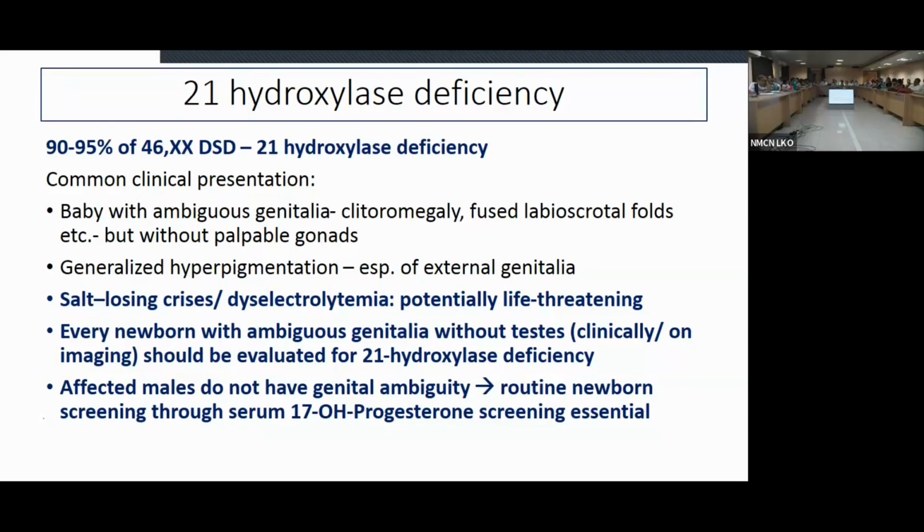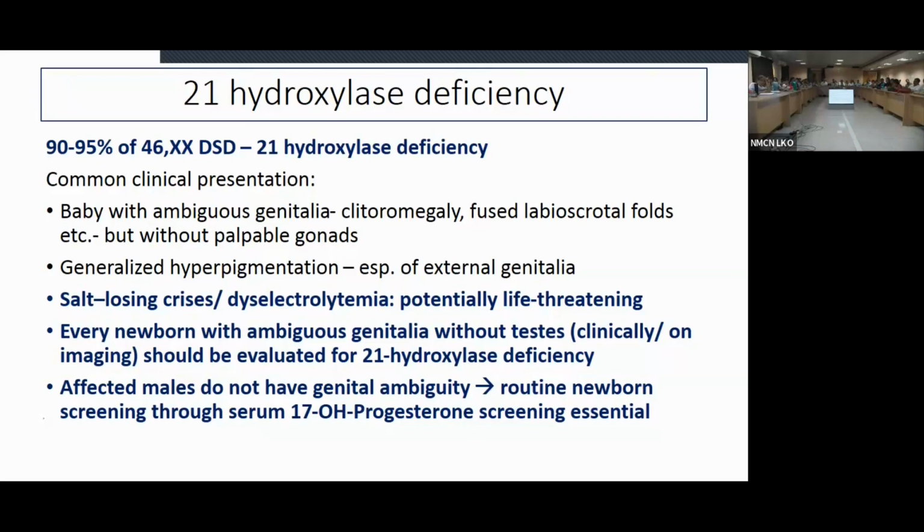But if you do not have palpable gonads, of course, there are other possibilities, but clinically always first think of 46XX DSD and evaluate for this first, and then other things you can evaluate simultaneously, because this is a potential medical emergency.